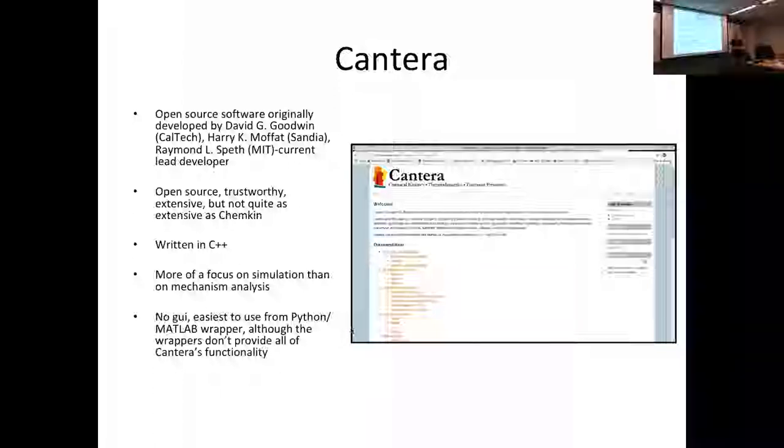It's written in C++. It's a bit more focused on being able to run lots of simulations, and it doesn't have a whole lot of mechanism analysis tools. There isn't a GUI for it, but it does have a Python and a MATLAB wrapper. They don't provide all of Cantera's functionality, but they usually provide most of what you really need for dealing with the sorts of mechanisms that RMS produces.